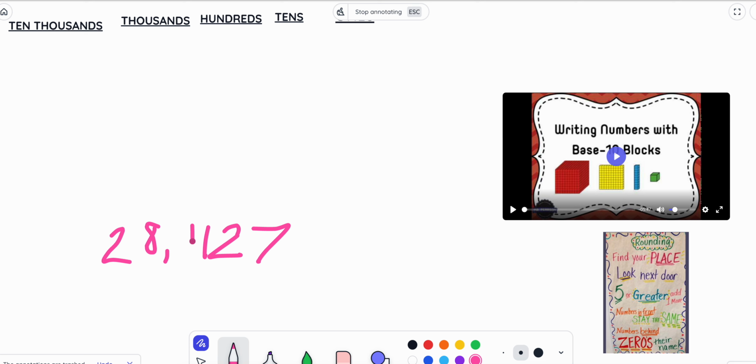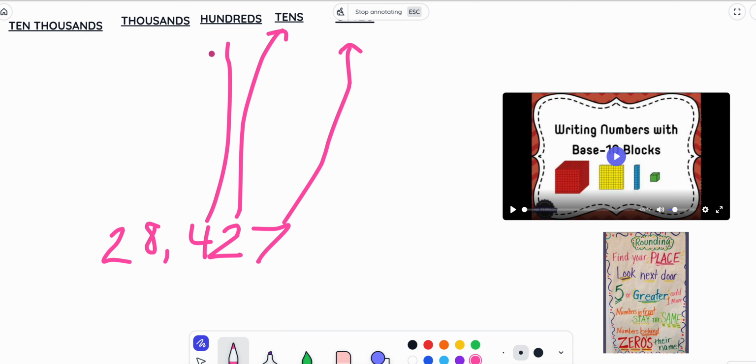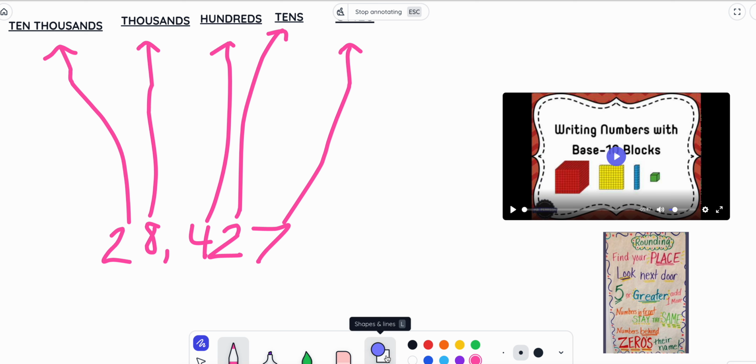Remember, you need to start from the end and work your way across. So our 7 is our ones, our 2 is our tens, 4 is our hundreds, 8 is our thousands, and 2 is our 10,000s. And the best way to check, right? Because you're saying, oh, Miss Jade, she's just saying work your way from left to right, or right to left. But say the number out loud: 28,427.